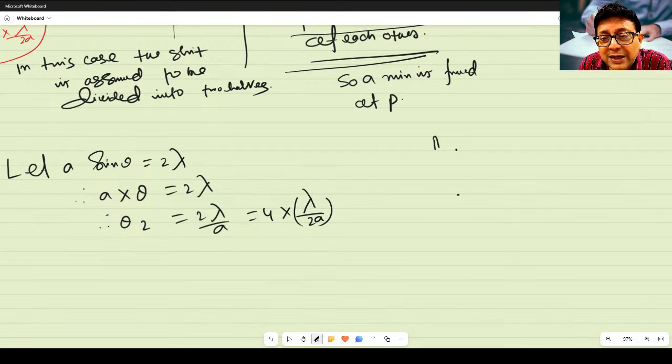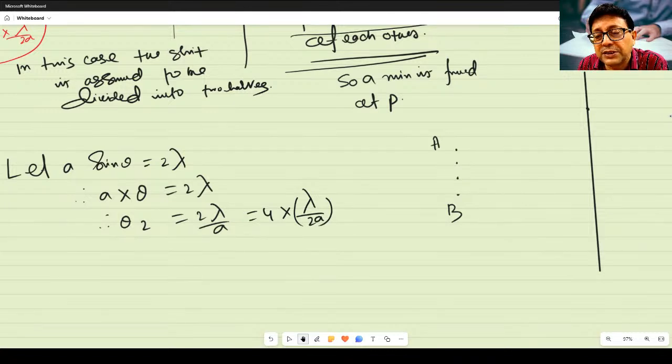AB is the slit. I have taken it a little bit bigger. And this is the point on the screen where light from, in this case you assume that it is divided into 4 parts. No, it has become 3 parts only. We have to make it 4. One, 2, 3, 4. Okay.